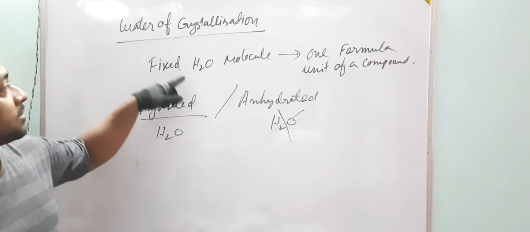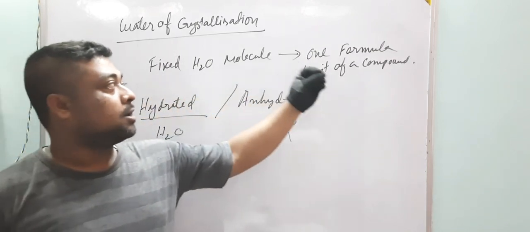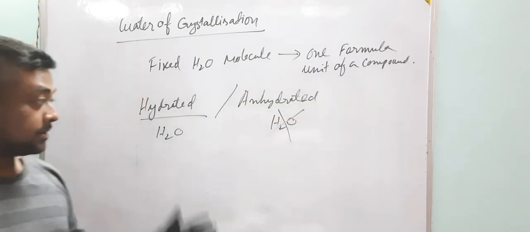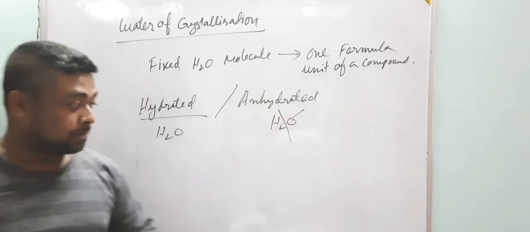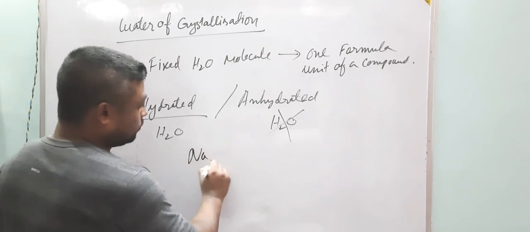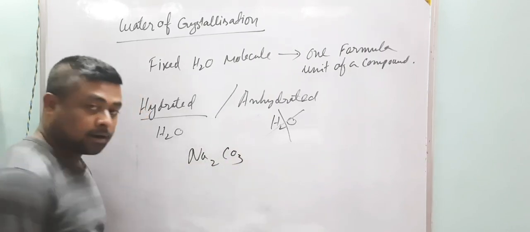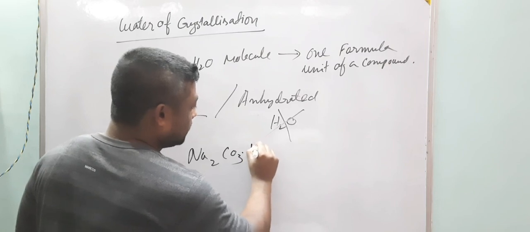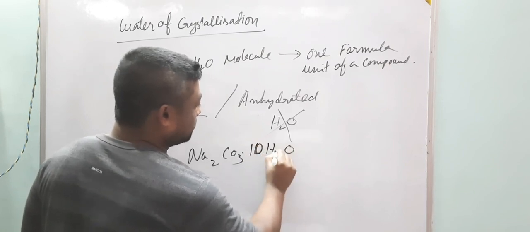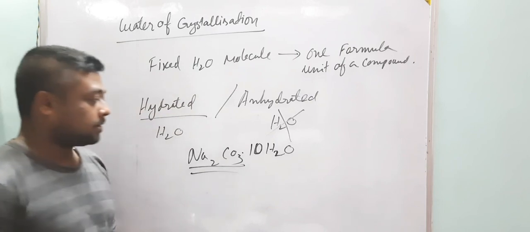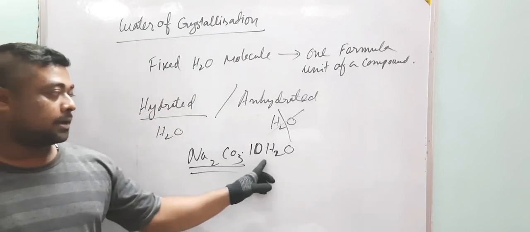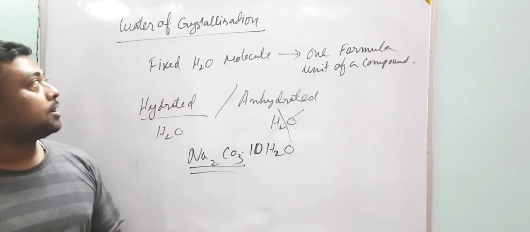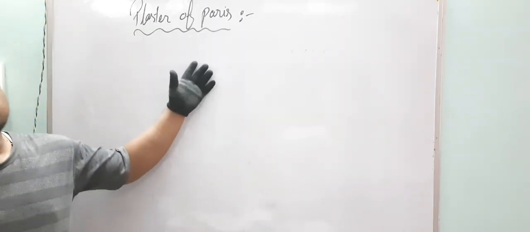That is called water of crystallization, the fixed water molecules present in one formula unit of the compound. As you have seen in washing soda, sodium carbonate, Na2CO3 with 10 water, it has the capacity to hold only 10 water molecules. That means one formula unit of this compound can hold only 10 water molecules, and that is known as the water of crystallization.